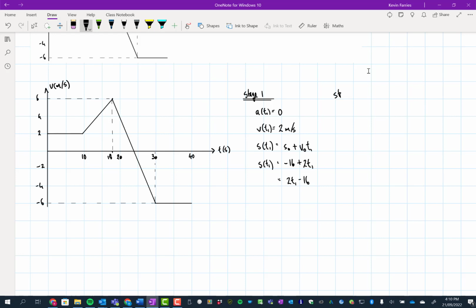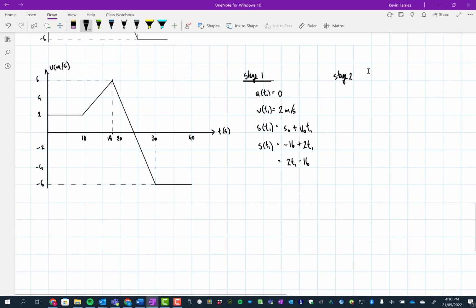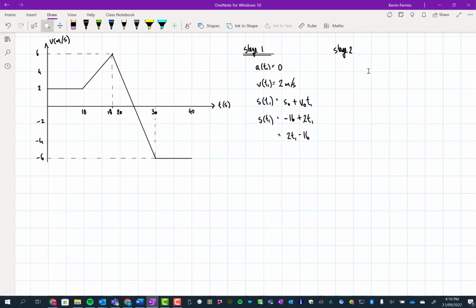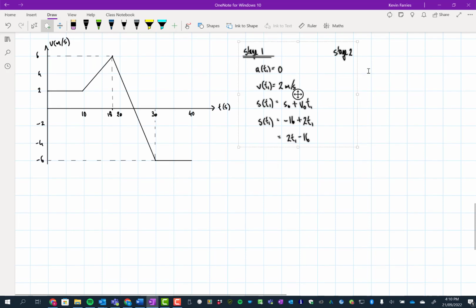Stage 2. I wonder if I'd been better doing this down here. Maybe so, just so I can get all the stages in a row.